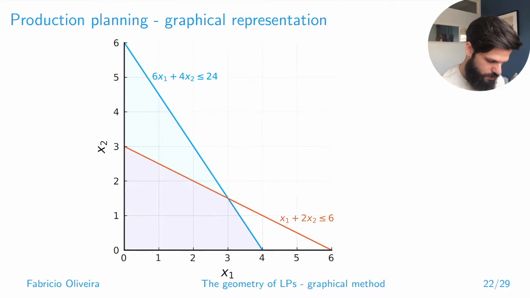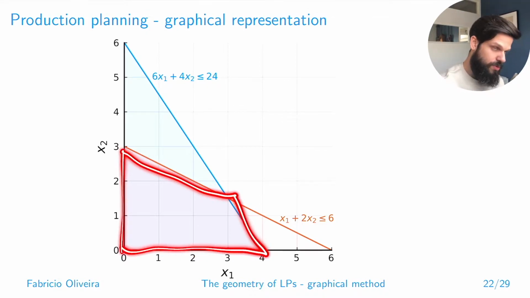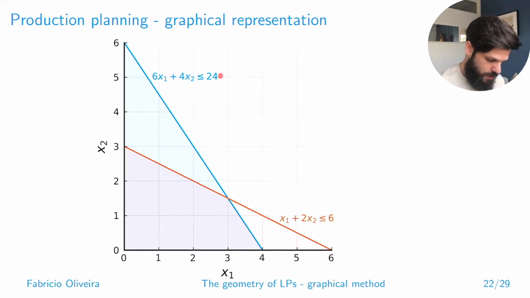So x1 plus 2x2 less or equal than 6. I do the same trick to get 0, 6, 6, 0, and 0, 3. Draw the line. And now you can see that the region that represents the intersection between these two constraints is this one here, right? So these points are the points that satisfy simultaneously this constraint and this constraint. They are the intersection between the closed half spaces, right?